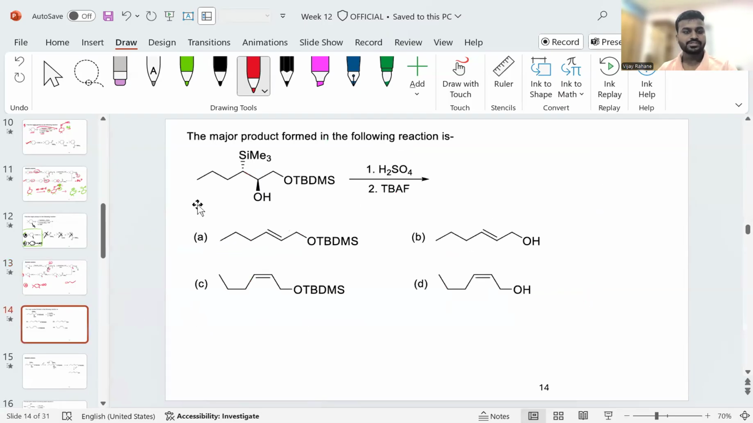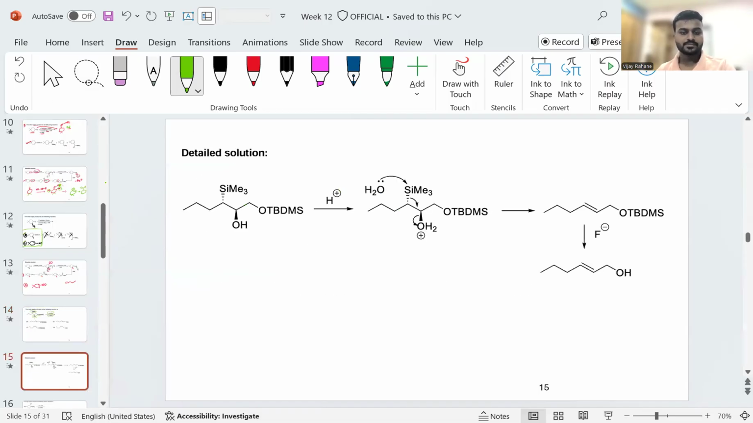And I will move to the next question. So this is the next question, in which we have the SiMe3 group, OH group, and here this OH group which is protected by TBDMS. When you add H2SO4, that's the strong acid, and in the second step the TBAF, tetrabutyl ammonium fluoride. So what will be the product in this reaction?